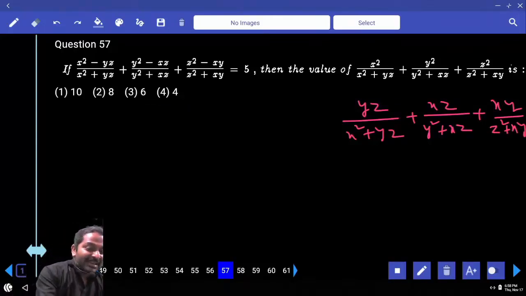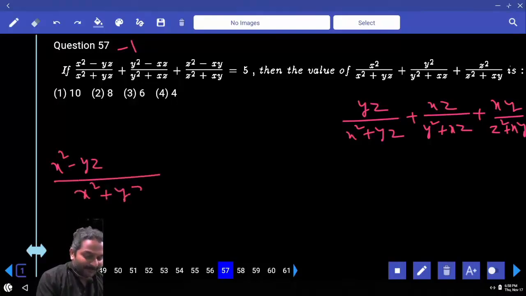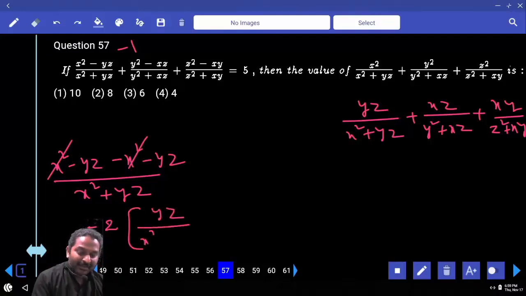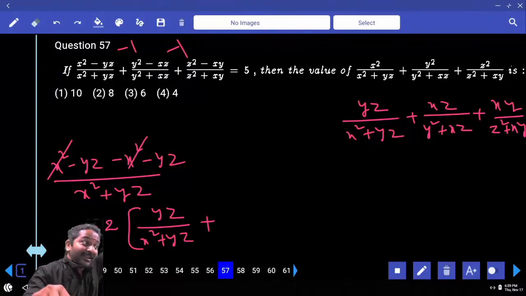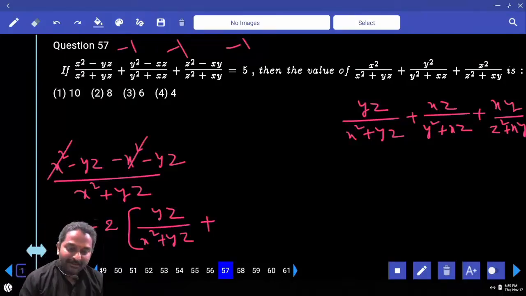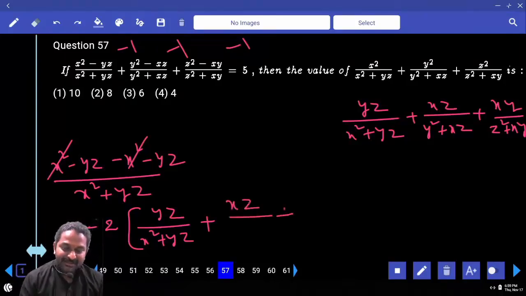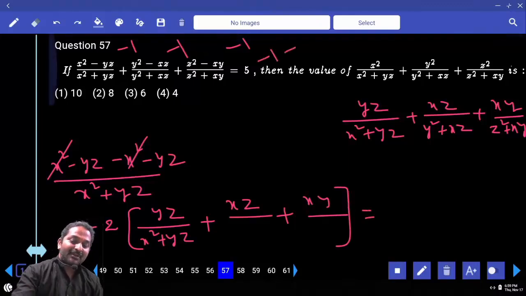Minus 1. See, if you say minus 1 now, x square minus yz, denominator common, x square plus yz, minus x square minus yz, x square gets cancelled. So you are left with, if you take minus 2 common, yz by x square plus yz, like that, minus 1 to the second term, minus 1 to the third term, then you will get xz by something, xy by something, correct? Yes, which is equal to the right hand side also, minus 1, minus 1, minus 1.